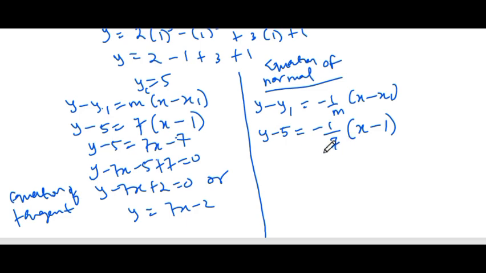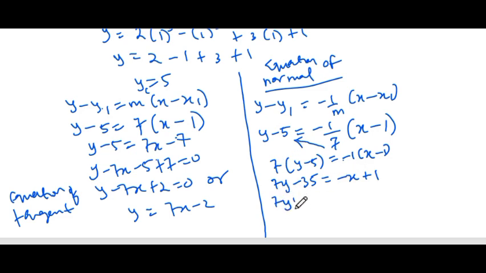So when we cross multiply, we have 7 open bracket y minus 5 is equal to minus 1 open bracket x minus 1. That's 7y minus 35. When you expand this, it is equal to minus 1 times x is minus x, minus 1 times minus 1 is plus 1. Let's collect like terms. It becomes 7y plus x minus 35 minus 1 is equal to 0. That's 7y plus x minus 36 is equal to 0. So this is the equation of the normal.